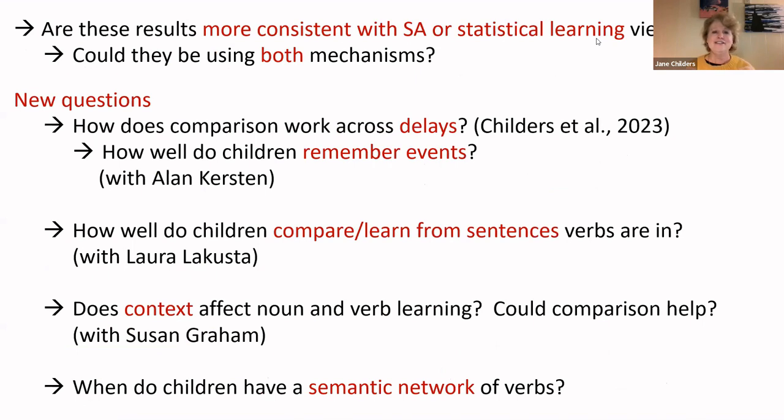So are all these results more consistent with structural alignment than statistical learning? Well, yes, they're more consistent with structural alignment because I had that theory in mind when I designed all these experiments. And so they are consistent with it. Could statistical learning explain these findings? Maybe, I don't know. I don't find it as compelling because it's kind of more brute force, and I don't know what it can tell us about how children compare other than just computing statistics. So that's where I'm not sure how to use it.